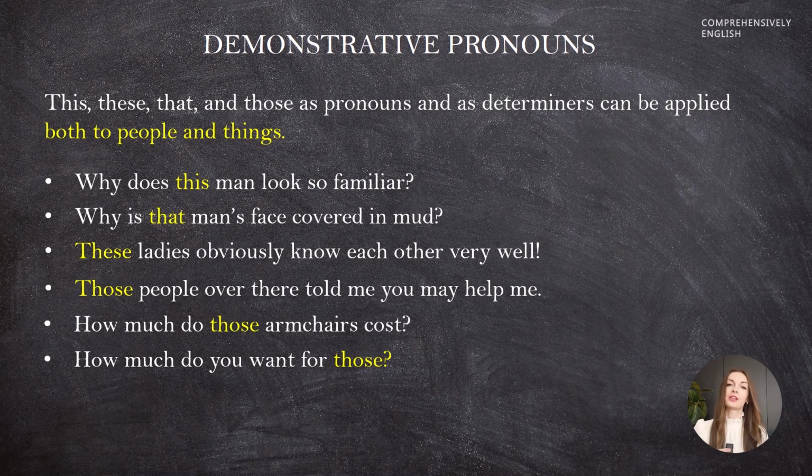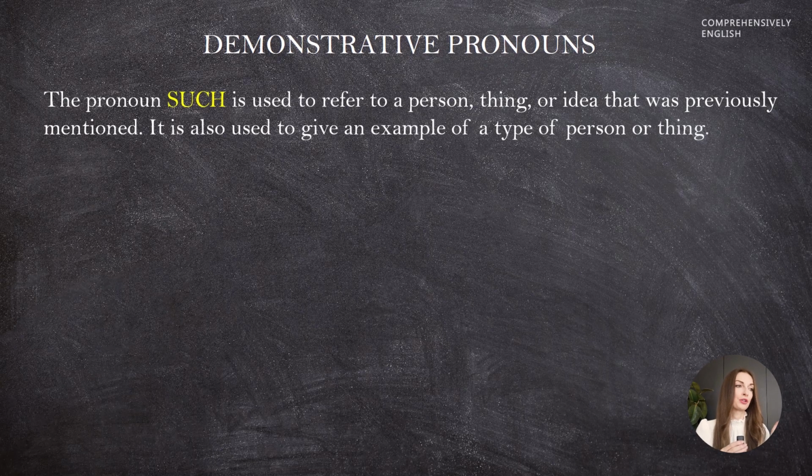You see that this, that, these, those play different functions in the sentences, but they can represent both objects and living beings. Another 2 words that fall under the umbrella of demonstrative pronouns are such and the same. Let's speak about such first. The pronoun such is used to refer to a person, thing, or idea that was previously mentioned. It is also used to give an example of a type of person or thing.